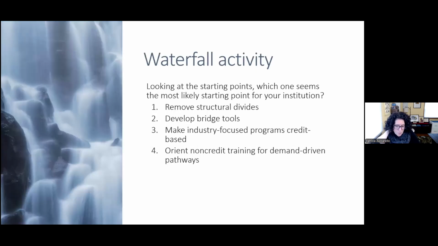So this is going to be a little bit participatory. When you think about these four starting points: removing the structural divides, developing bridge tools, making industry-focused programs credit-based, or orienting non-credit training towards demand-driven pathways, which of these seems to be the most likely starting point for your institution? For this activity, I'll give you 15 seconds to think about it, and then put a number into the chat that you think is going to be the most likely starting point for your institution.